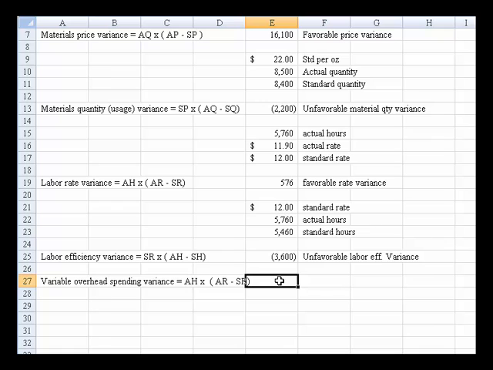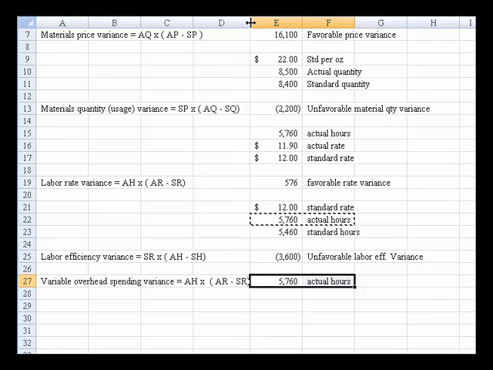Okay, so we've got to calculate the various pieces here. First, we need to come up with what the actual hours were, and we already have that as 5,760, so we can jot that down. Let me expand this a little bit so we can see it.